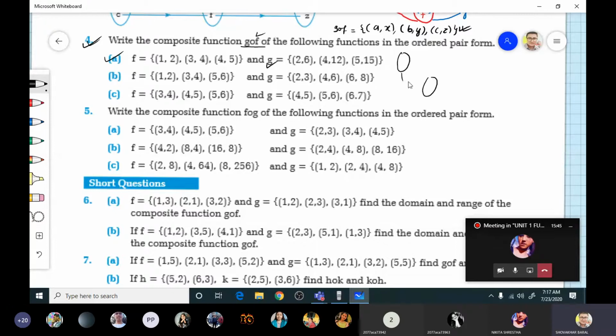In g composite f, what do you place first? f. And then you need to place the function g and input the values here and map them. You will get the required result. Again, in question number 5, it's just the opposite of g composite f. In this case, the question asks you to find f composite g. How will you find f composite g? Just reverse the position of g and f.